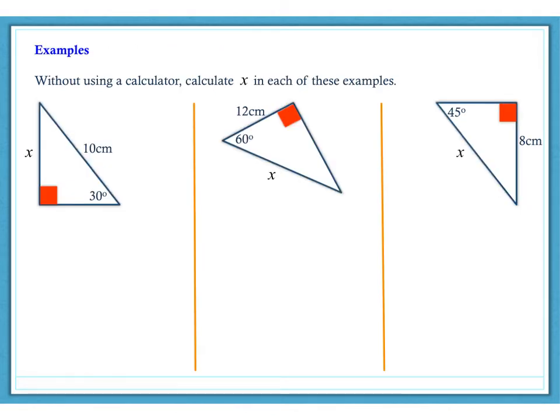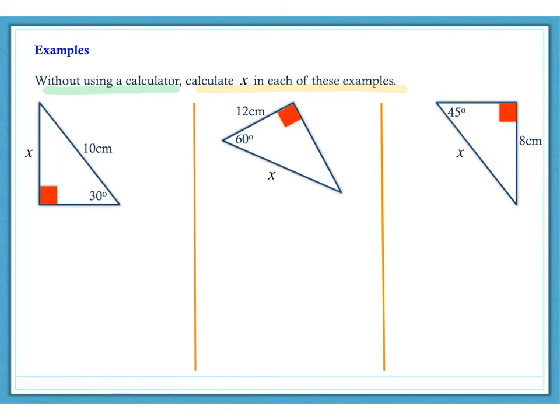So we need to know what we can actually do with these exact values. Please don't use a calculator for this part. It's important that we can make use of these results without using a calculator. We're going to work out x in each of the following examples. So let's look at the first one. We have a right angle triangle and we've got to find this value x.